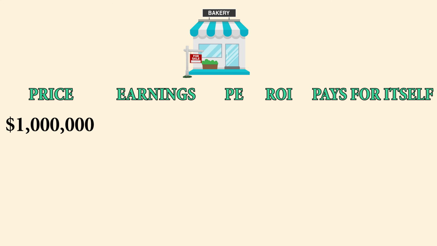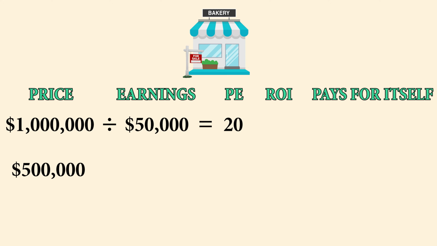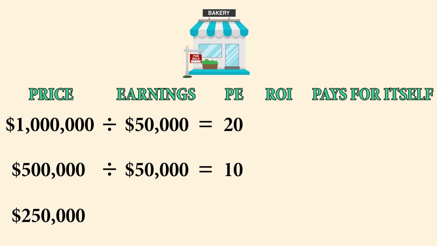Think about it. Okay, so if the current owner were selling this business for $1 million, that would mean a PE ratio of 20. $1 million price divided by $50,000 of earnings equals a PE ratio of 20. If the current owner were selling this business for $500,000, that would mean a PE ratio of 10. $500,000 price divided by $50,000 of earnings equals a PE of 10. If the current owner were selling this business for $250,000, that would mean a PE ratio of 5. $250,000 price divided by $50,000 of earnings equals a PE ratio of 5.